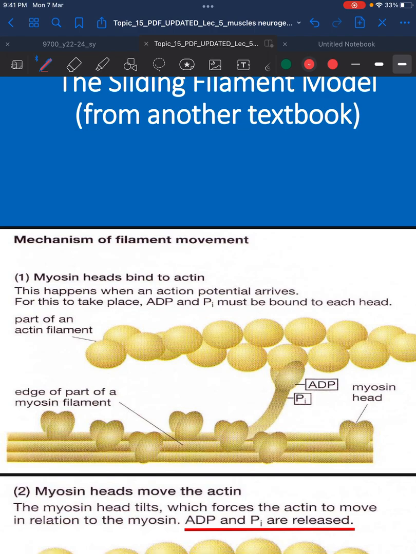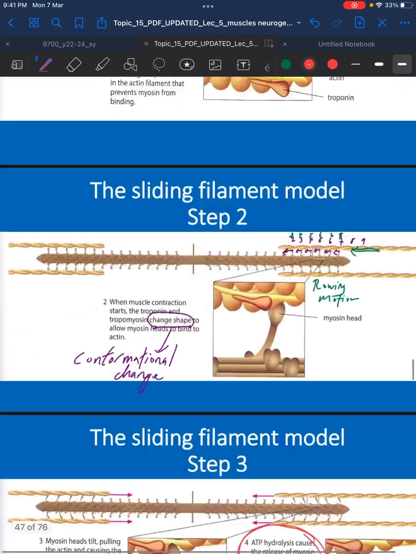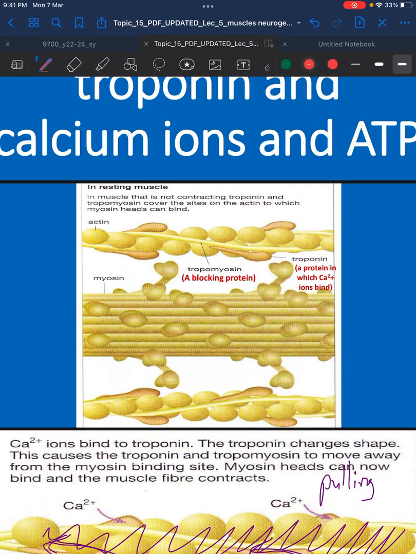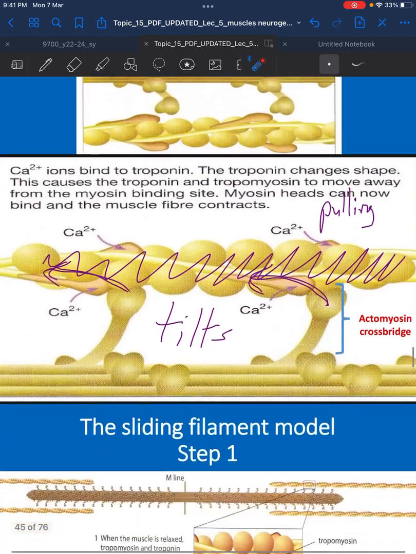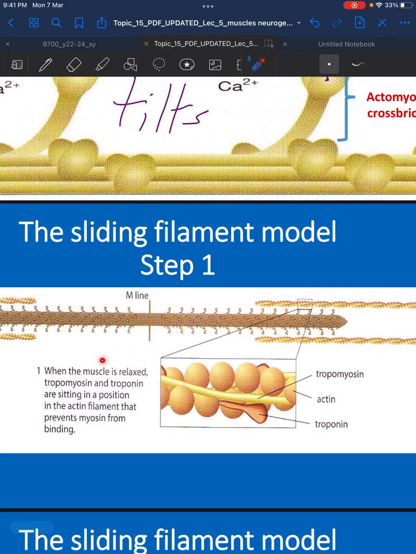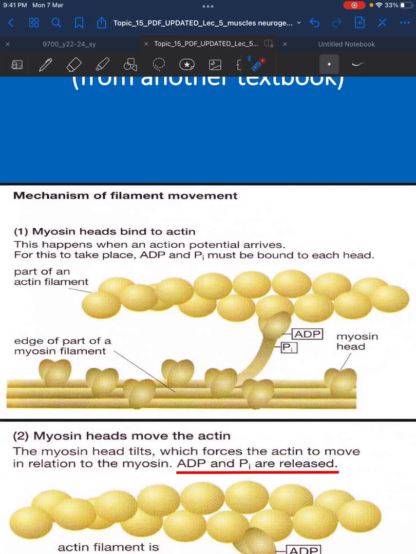Now, because it is a model, this model can start at any point, meaning you can begin when the head is relaxed. For example, in the previous section here, it begins where the myosin head is still detached, still in a relaxed mode. In this particular model, it's also in a relaxed mode, the head is still detached. In this particular textbook, it starts with the head already bound to the binding sites.